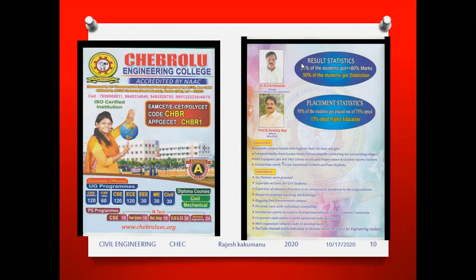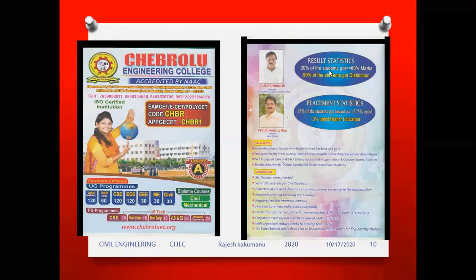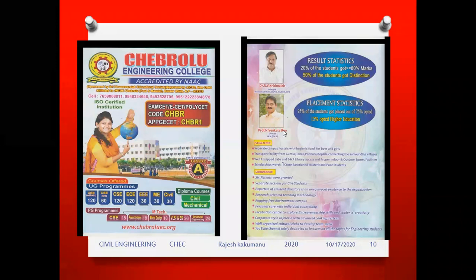Our chairman and principal is Dr. Ravi Krishna Garu, where 20% of students got 80%, more than 50% got distinction, and the director is Professor N. Venkatrao Garu. If you see the placements, like this I'm marketing your college. The facilities: separate campus, hostels, hygienic food for boys and girls, transportation facility from Guntur, Tenali, Ponnuru, Repalle, connecting all surrounding villages, well equipped labs, 24 by 7 library access, proper indoor and outdoor sports facilities, and scholarships within 1 crore sanctioned for merit and poor students.